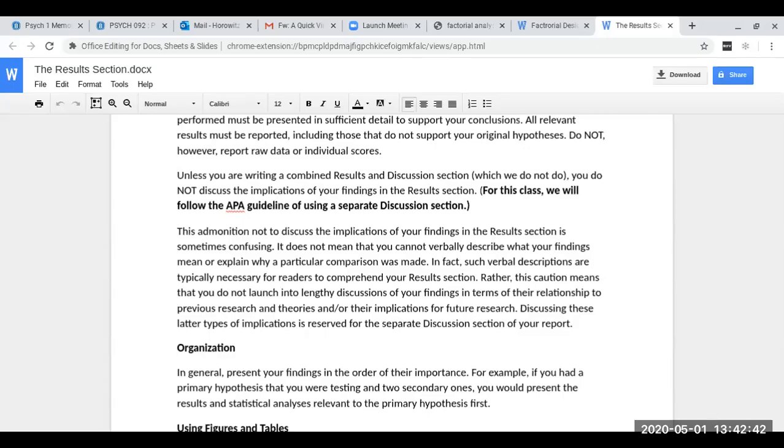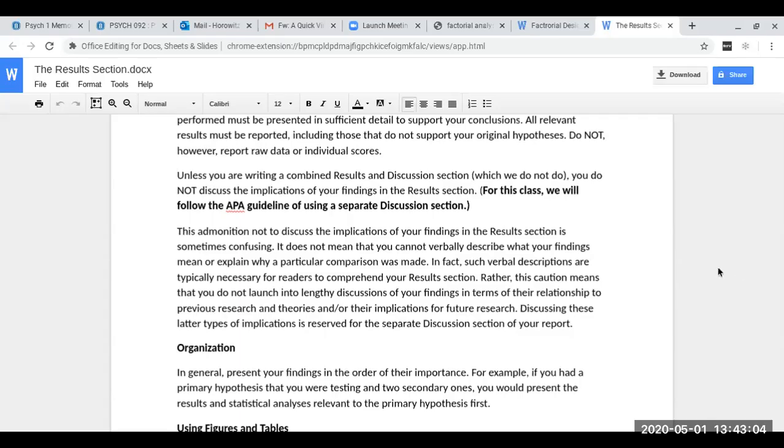But what this caution means is that you're not going to launch into lengthy discussions of your findings in terms of relationship to previous research, to your theories, or their implications for future research. That's all done in the next section, which is called the discussion section. Discussing these types of implications is reserved for that separate discussion section.